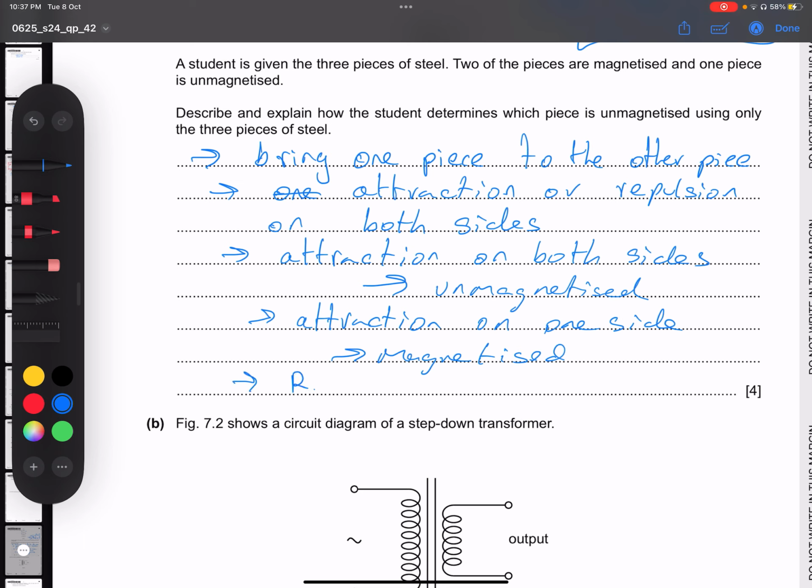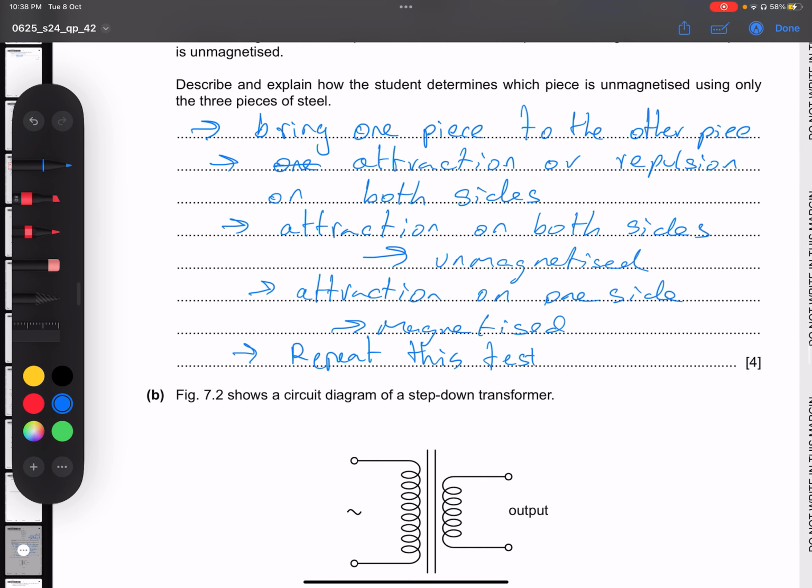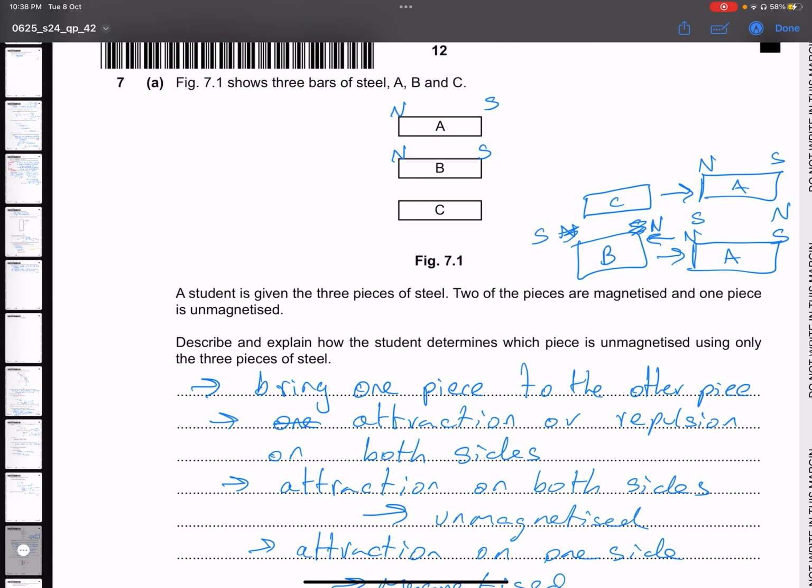So we just repeat this test for different pieces, checking different combinations of the pieces. Once we check the different combinations, at the end we would be easily able to understand which one is magnetized or unmagnetized. The unmagnetized one would attract on both sides to both of the magnetized ones, and the magnetized ones would repel each other when positioned one way, and in the other orientation they would attract each other, similar to what's shown here.